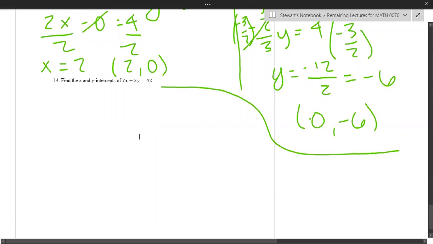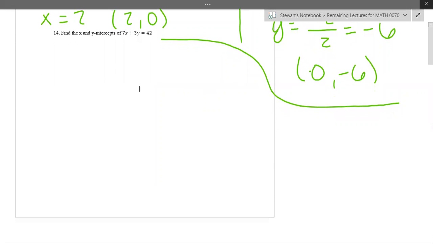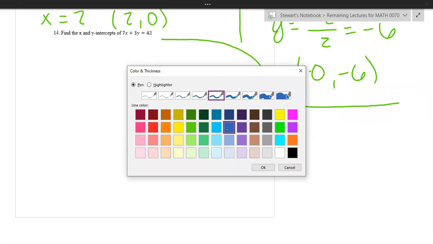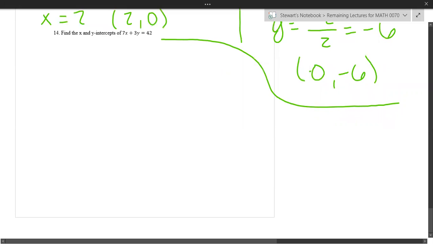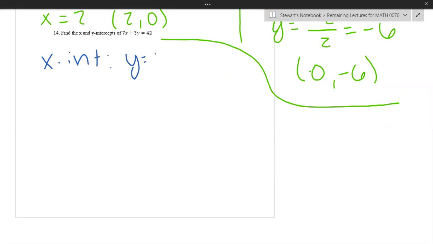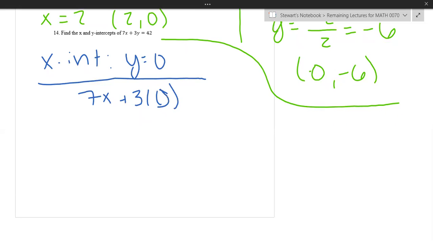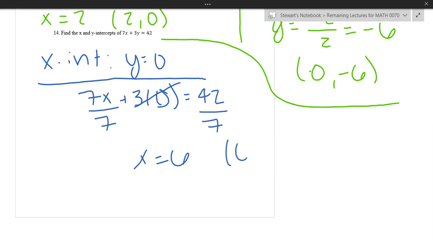And then number 14 is just more of the same thing. So last but not least, we're going to solve the x-intercept first. So if y equals 0, we have 7x plus 3 times 0 equals 42. That cancels, so we just have to divide by 7, so that x equals 6. So the x-intercept is (6, 0).